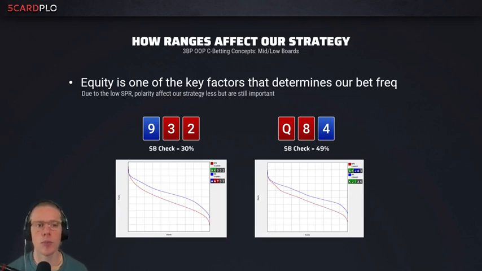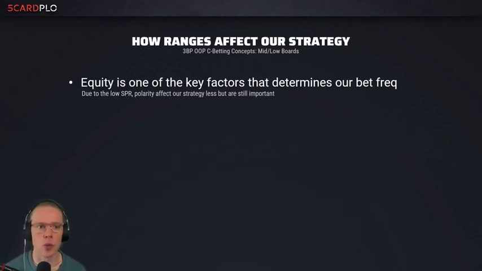We care a lot more about our equity, and that ties into the previous point about aces, but our equity also has a lot to do with our runouts as well, and this is one of the things that also plays a key role in thinking about our range.